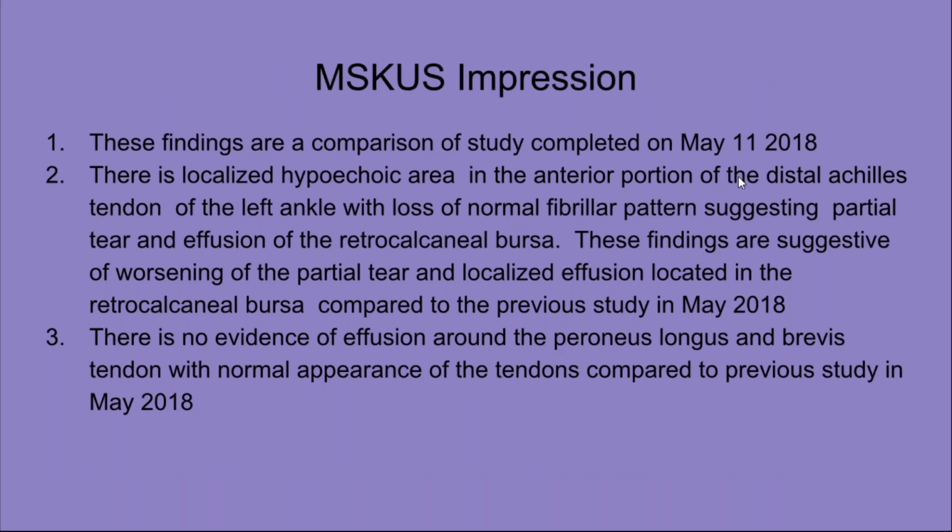So my impression this time around was these findings are a comparison of the study completed on May 11th. There was localized hypoechoic area in the anterior portion of the distal Achilles tendon of the left ankle with loss of normal fibrillar pattern, suggesting a partial tear and effusion of the retrocalcaneal bursa. These findings are suggestive of worsening of the partial tear and localized effusion located in the retrocalcaneal bursa compared to the previous study in May 2018. There is no evidence of effusion around the peroneus longus and brevis tendon with normal appearance of the tendons compared to previous study in May 2018.